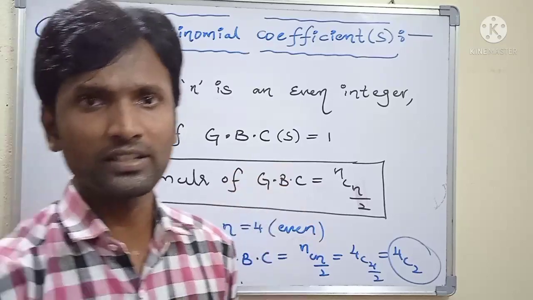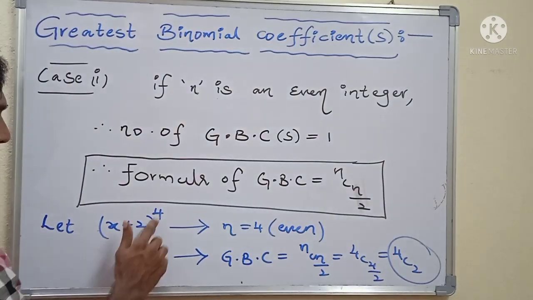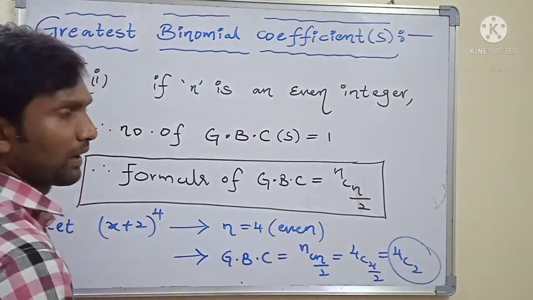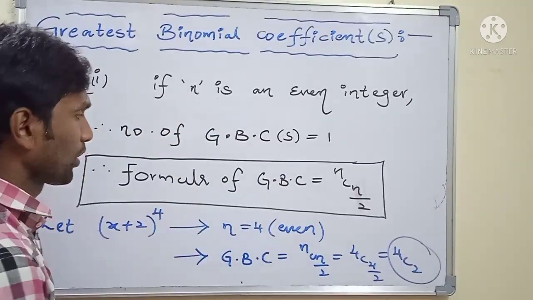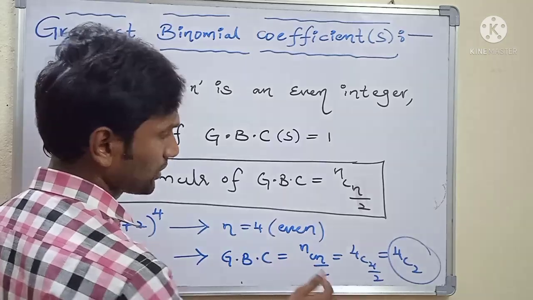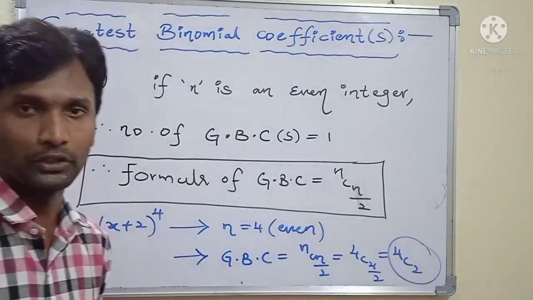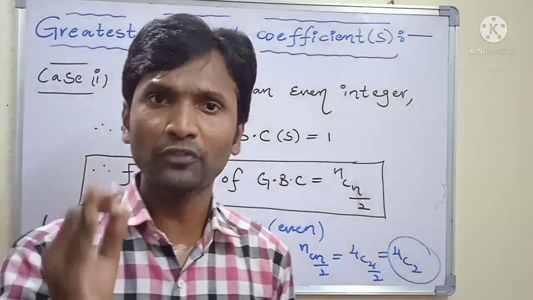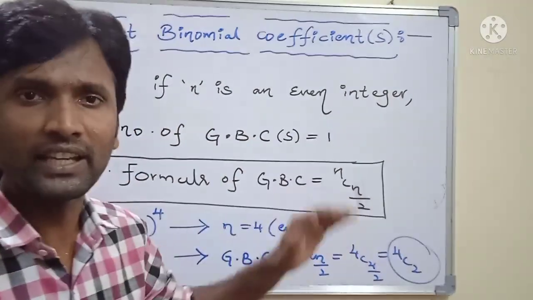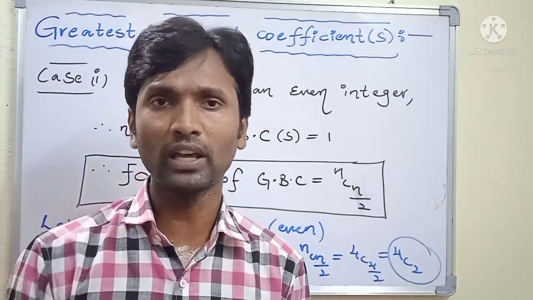Without using that process, there is a direct formula to identify the greatest binomial coefficient. In the expansion of (x plus 2) whole power 4, where n is an even number, there is only one greatest binomial coefficient. For finding it, there is a standard formula. The greatest binomial coefficient equals nC(n by 2), where n is 4, 4C(4 by 2), that equals 4C2. So this is the process to identify the greatest binomial coefficient of the given expansion when n is an even integer. This is the first case of identifying the greatest binomial coefficient.